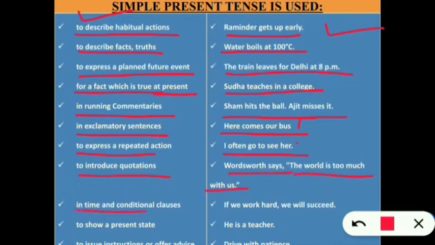Next, in time and conditional clauses: if we work hard, we will succeed. To show a present state: he is a teacher. Last one, to issue instructions or offer or advice. Example: drive with patience. So in simple present tense, we get these many uses, and we have discussed examples also in order to make it clear. So I hope the first form of tenses is clear to everyone.